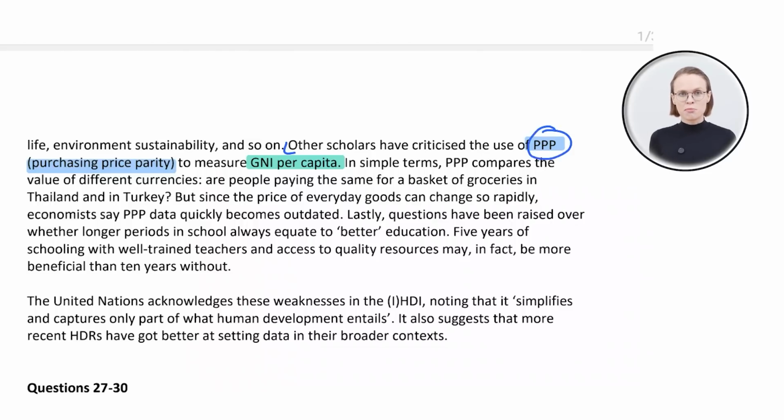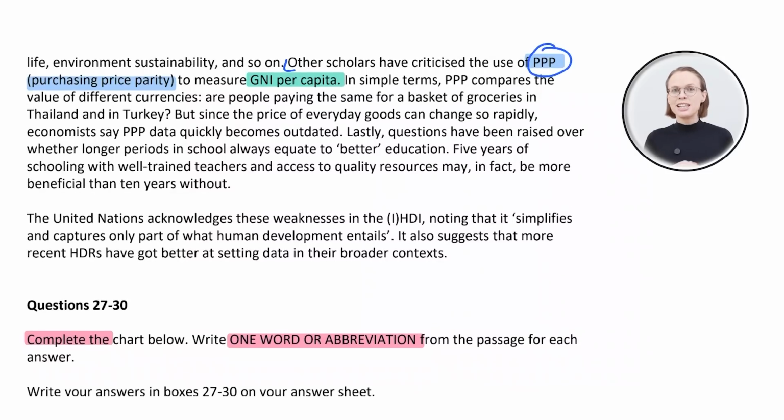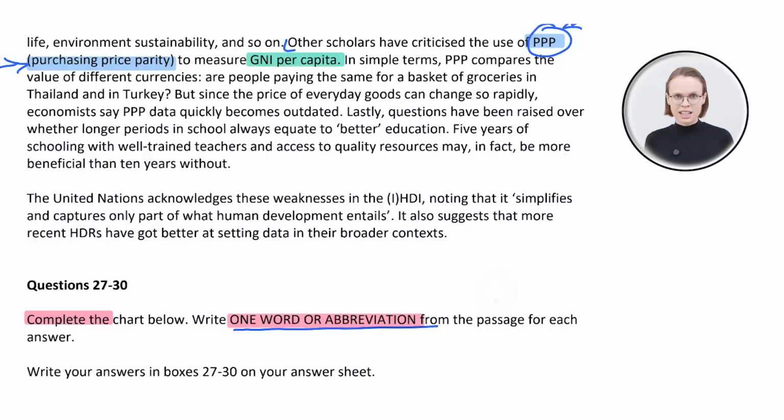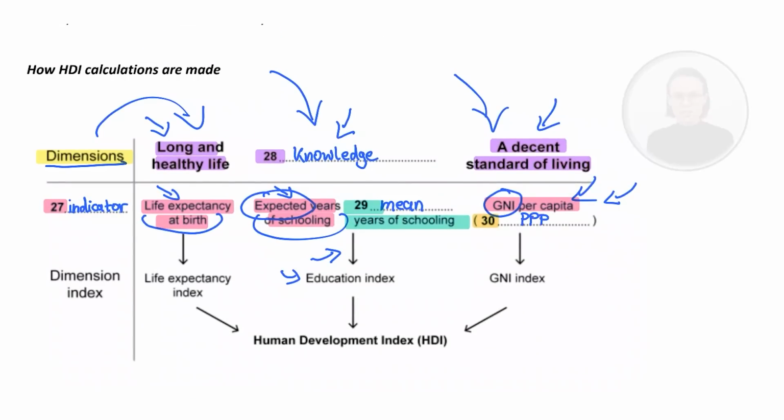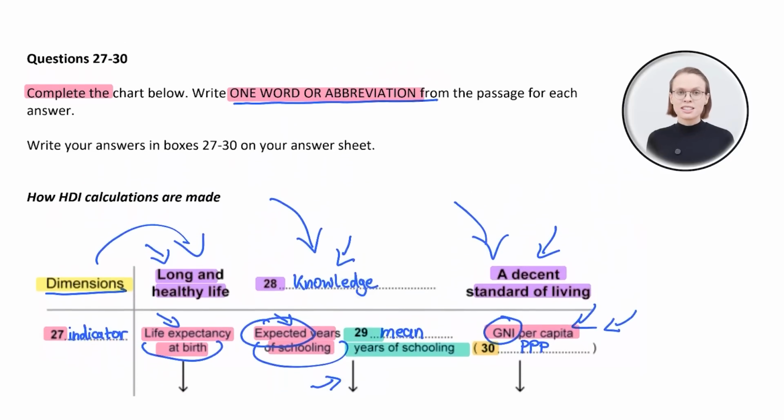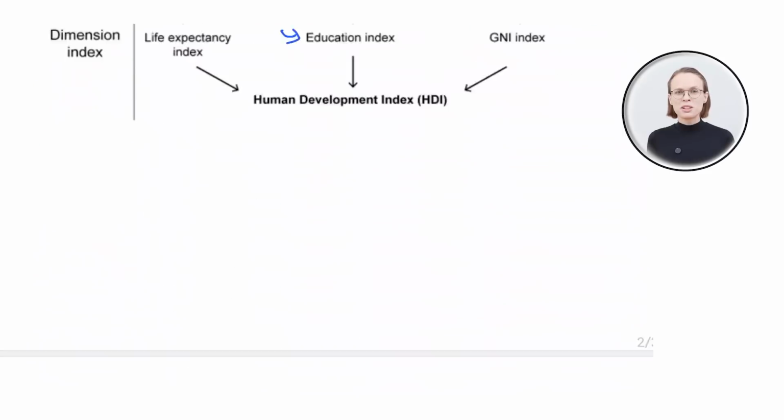We're looking for PPP, and pay attention here. You can only enter one word or abbreviation. So you can't enter purchasing price parity because these are 3 words, and then the answer would be wrong. So what you have to enter is PPP. So I'm going to write down PPP here. That's it. We are done with questions 27 to 30.